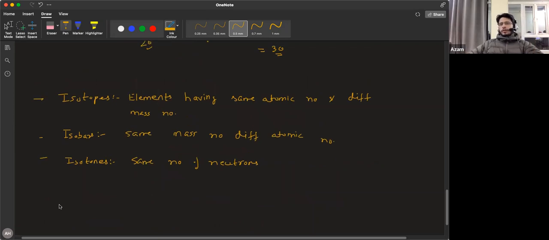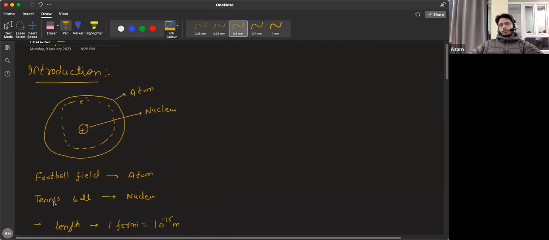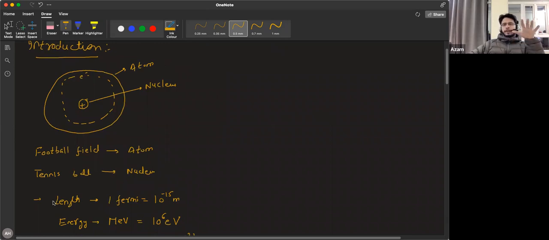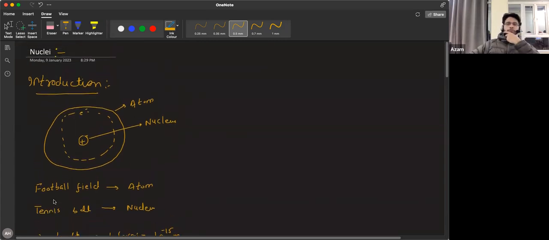Okay, so that was about the introduction of nucleus. Just note down all those. You may not get any direct question on these things, but we'll use this data in the next section. And just tell me if you have any doubt in any section. Tell me once you have written, I'll scroll it.